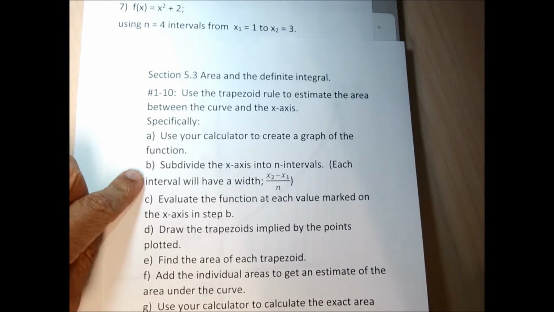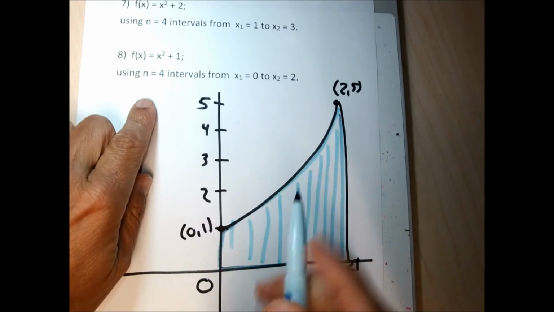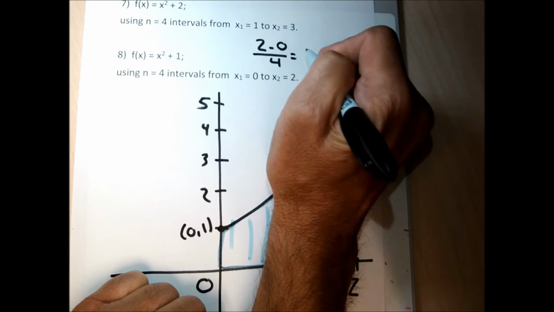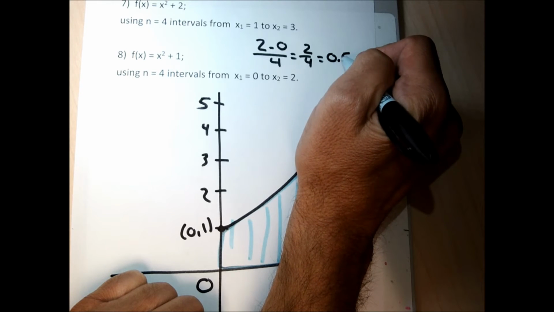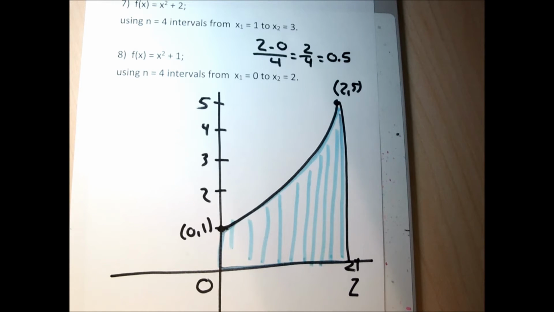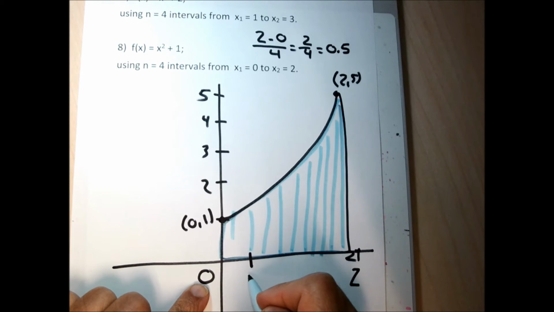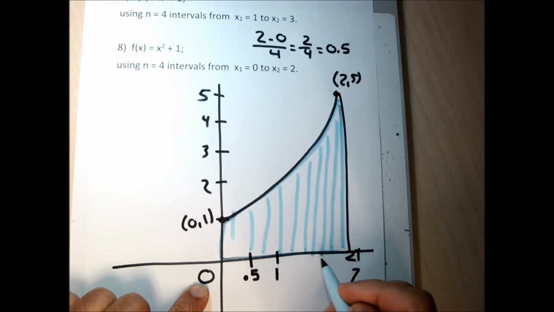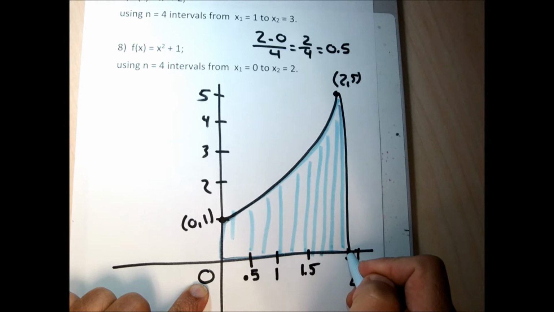Now in part B, I need to subdivide the x-axis by going x2 minus x1 over n. So I'm going to go 2 minus 0 over 4 is 2/4, which is 1/2. I'm going to do that as 0.5 because I'm not going to deal with fractions in this section. So on my x-axis, every 0.5 I need to plug a number. So at 0, 0 plus 0.5 is 0.5. 0.5 plus 0.5 is 1. 1 plus 0.5 is 1.5. And 1.5 plus 0.5 is 2.